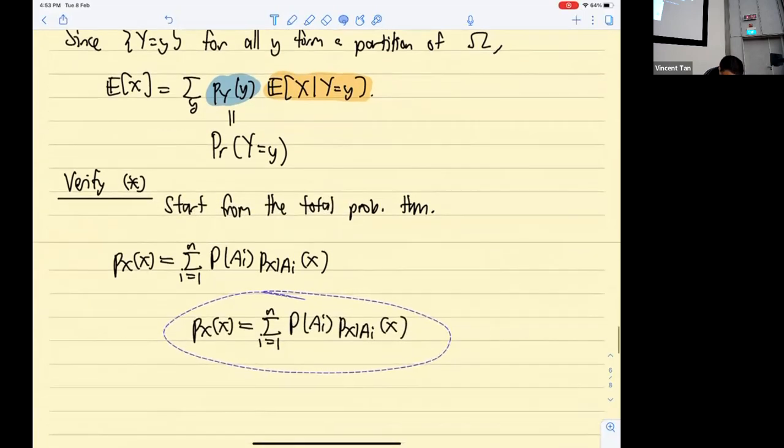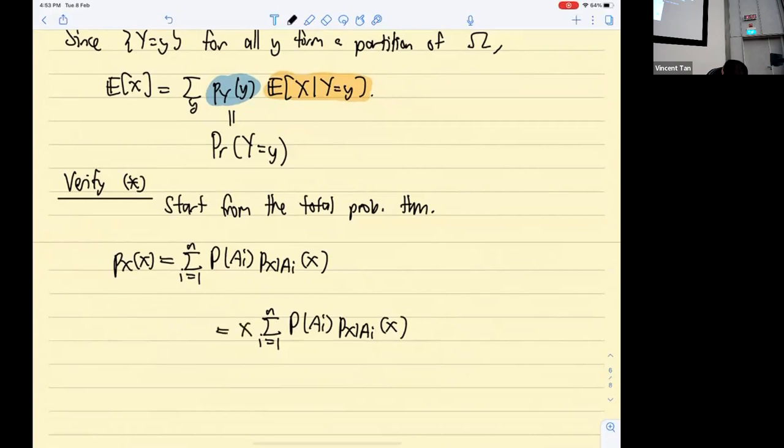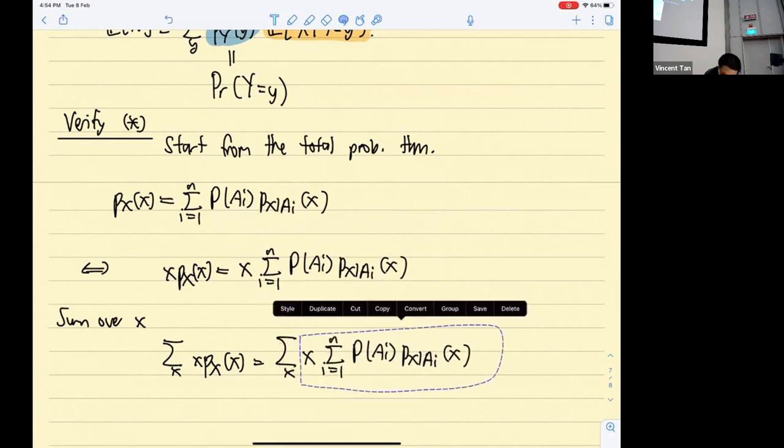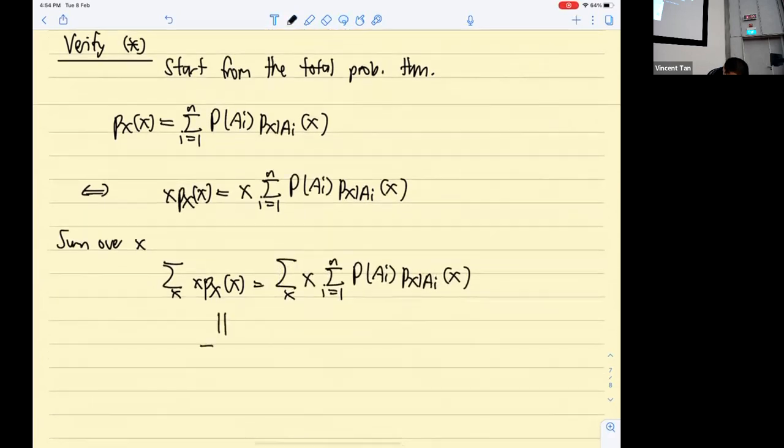We multiply by x on both sides. Okay, we basically multiply by x on both sides. x times P_X(x). All right, this is the same as this. Then we sum over x. So we have a sum over all x of x P_X(x). This is nothing but the sum over all x of here. All right. So now what we have is that the left-hand side is equal to the expectation value of X by definition.